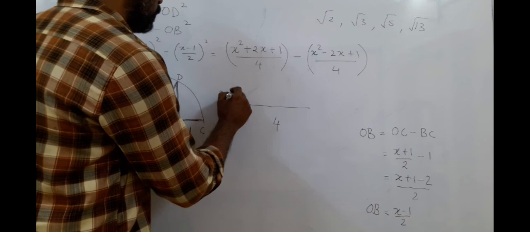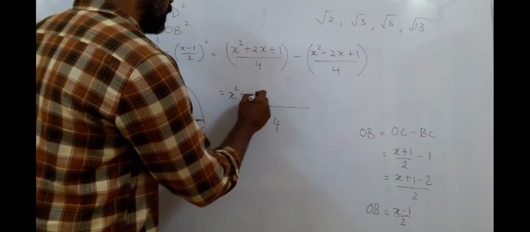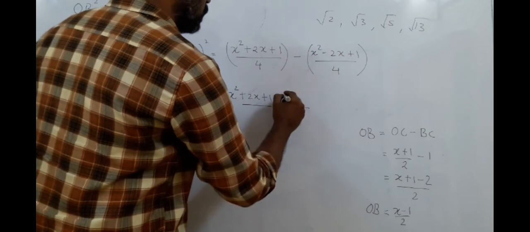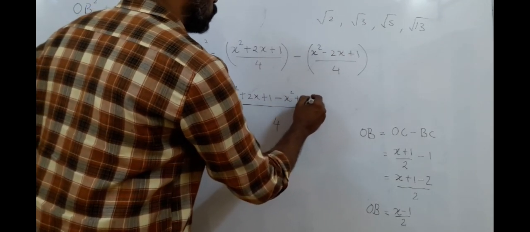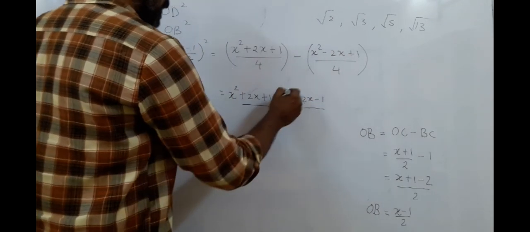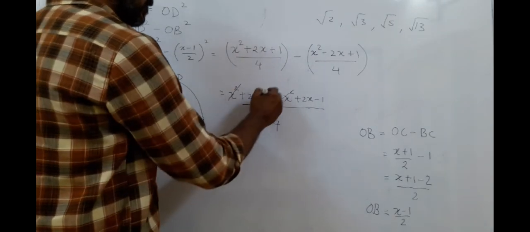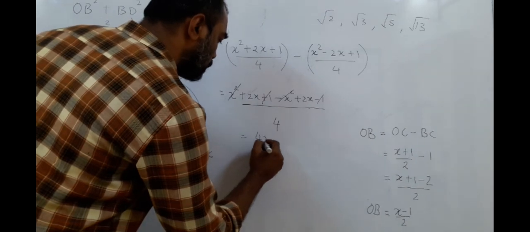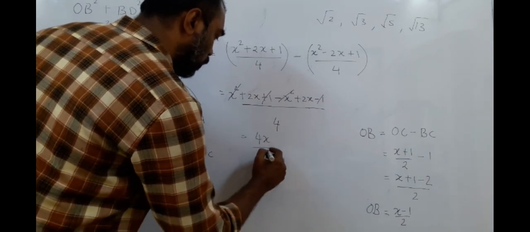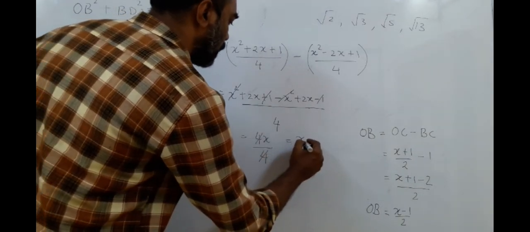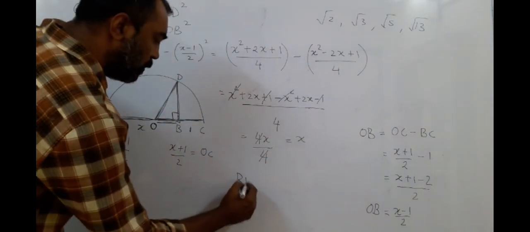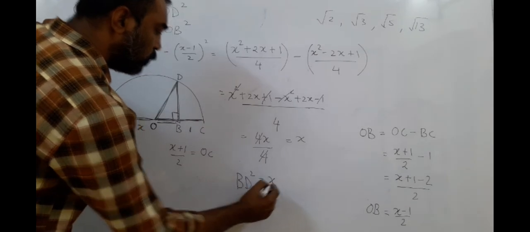The denominator is the same, so we keep it 4. Open the bracket. So x² + 2x + 1 minus, signs will change, minus x² + 2x − 1. The x² cancels with x², and the 1 cancels with the 1. So we get 2x + 2x, 4x upon 4. 4 cancels, so we get x. So we got BD² equal to x.